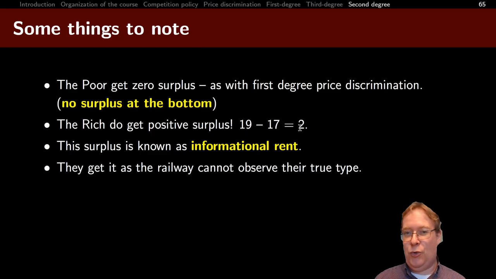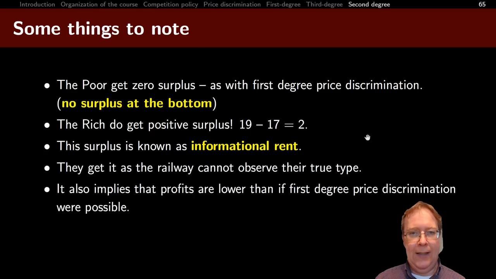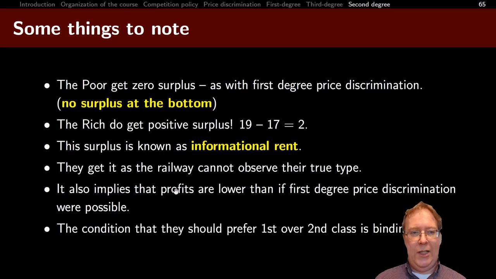Why? Because I cannot really distinguish between rich and poor, so that is known as an informational rent. And they get it as the railway cannot observe the type, as I mentioned already. It also implies that profits are lower than if first-degree price discrimination were possible. Yes, in my complete information analysis, profits were even higher because then I didn't have to pay this informational rent to the rich. And indeed, what drives the price of the rich is that they should prefer third over second.